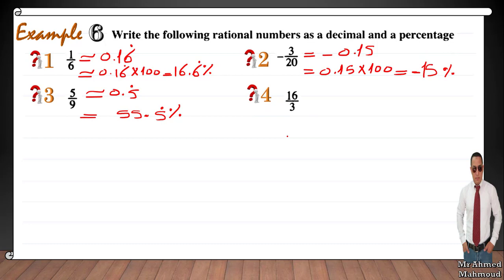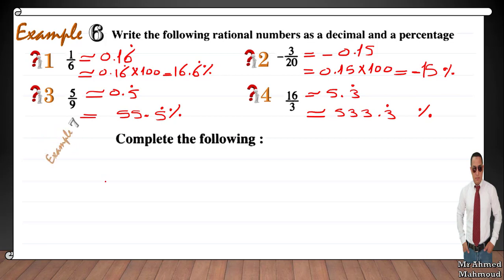Number 4, 16 over 3. 16 over 3 approximately equals 5.3333 and so on. So it will be 5.3 dot times 100 equals 533.3 dot percent.